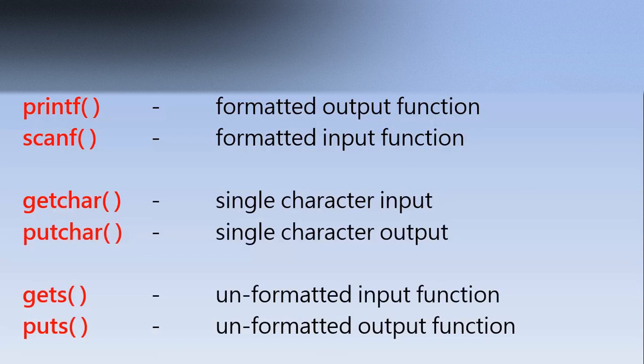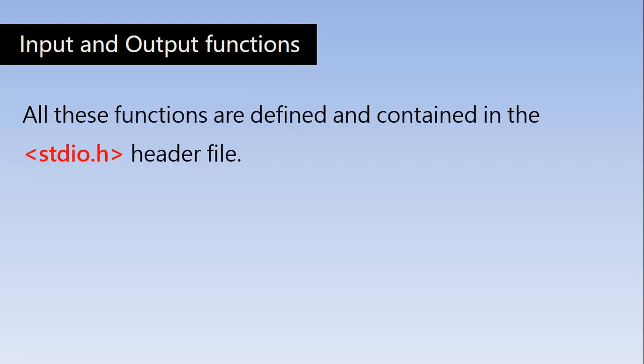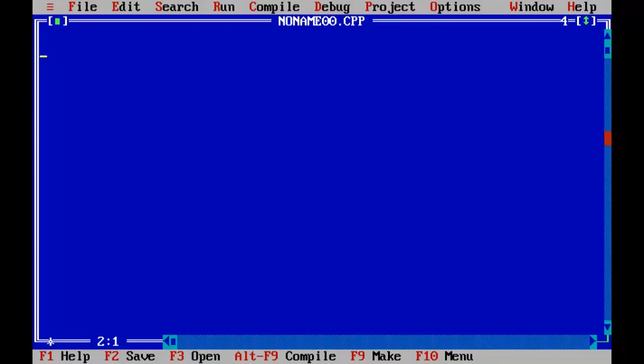So these are the most frequently used, very important input and output functions, and all these functions are defined and contained in the stdio.h header file. That is why it is very important to include this header file before we start our actual code, right? So let us get into the compiler and perform these functions practically. I'll start the program by including the standard header files.